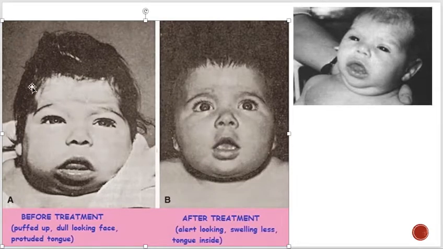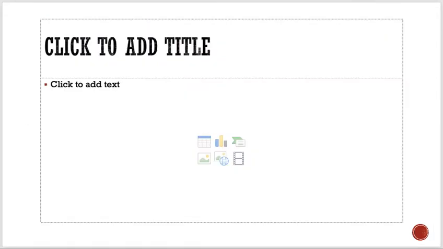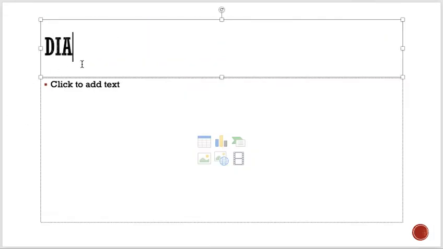So when we see features like this, you see puffed up doll looking face, protruded tongue, like this one. And see, this one is after treatment, the baby looks alert, the swelling is less and the tongue is inside. So now, because you had done the thyroid in internal medicine, simply we diagnose them by, one of the things, by the way, diagnosis.